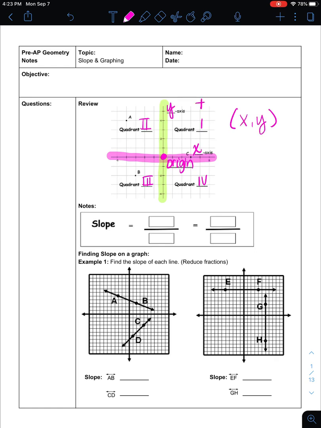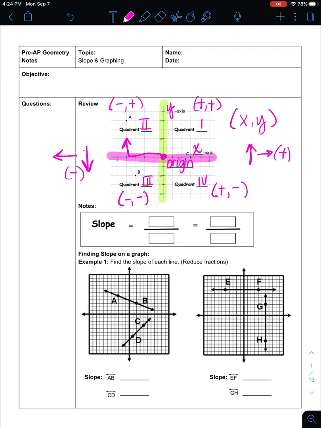Okay, this one is positive, positive. This coordinate is positive, positive. This coordinate is negative, positive, because from 0, 0, you go backwards and then up. Quadrant 3 is negative, negative. And then quadrant 4 is positive, negative. Up and to the right are positive directions. Down and to the left are negative directions.